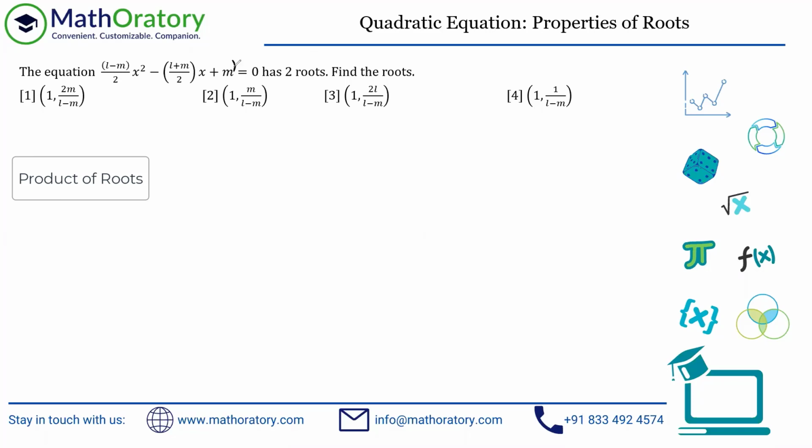So product of the roots from the equation, you can see it is c by a. So that is m divided by this entire thing. So that will be 2m by l minus m. So this is satisfying the criteria. This is not this, this is not this, and this is not this. So that's it for this particular problem. I hope this was easy enough for you to solve as well.